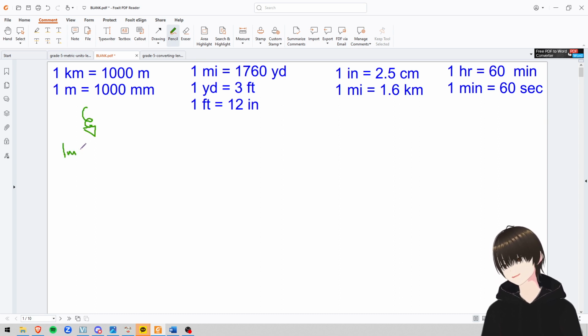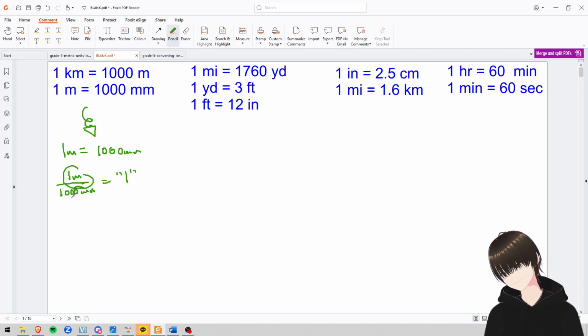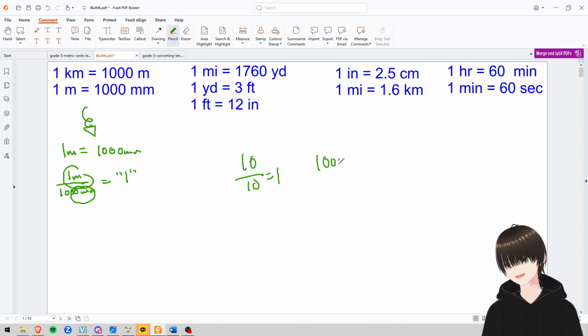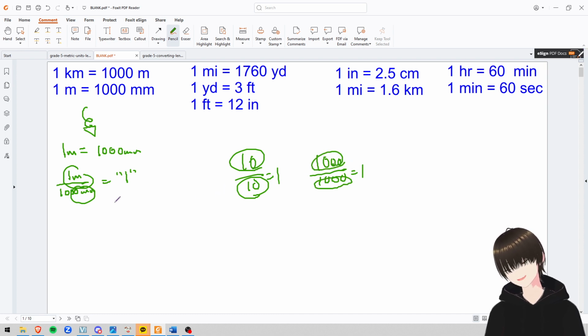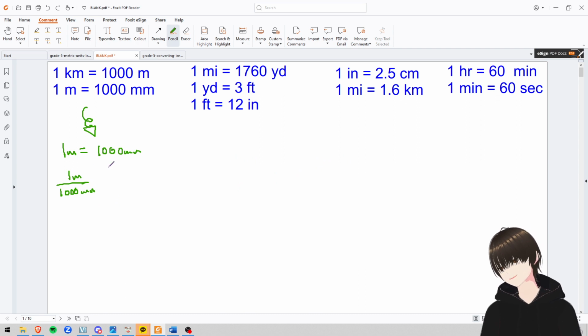Remember, 1 meter is the same as 1000 millimeters. So if I wrote 1 meter over 1000 millimeters, that's equivalent to a value of 1, because it's the same thing. It's like if I did 10 divided by 10, you know the answer is 1. If I did 1000 divided by 1000, I know the answer is 1. Why? Because this quantity and that quantity is the same. In the same argument, 1 meter and 1000 millimeters is the same. Okay? So I can say that, and that's equal to a value of 1.